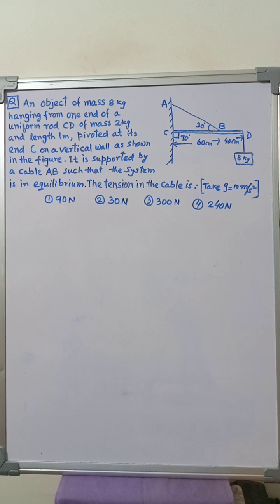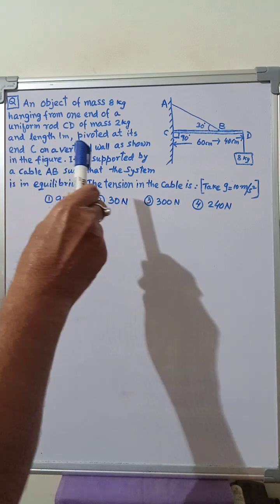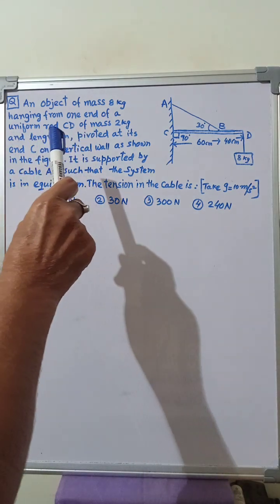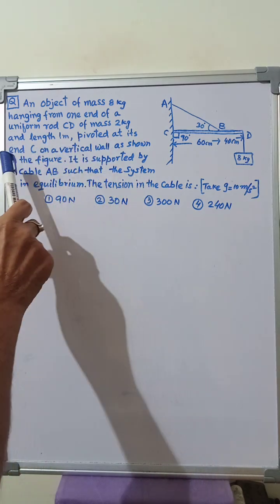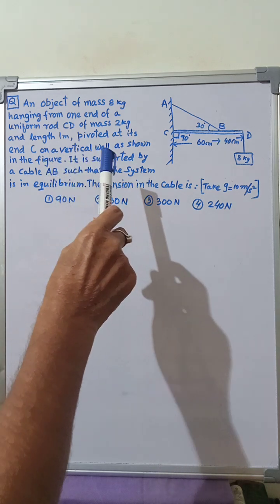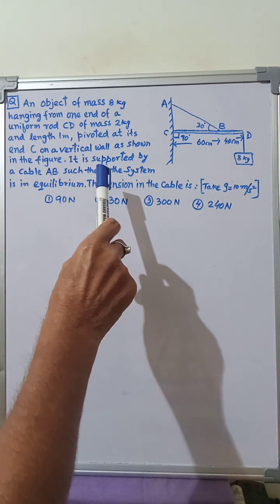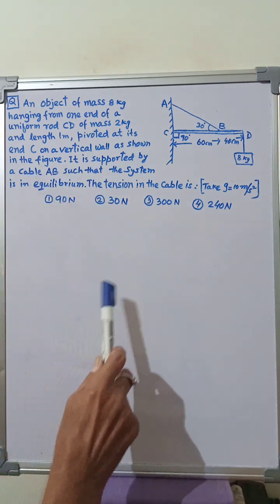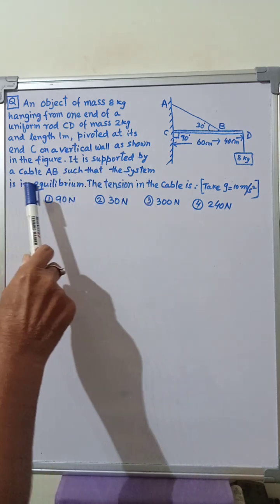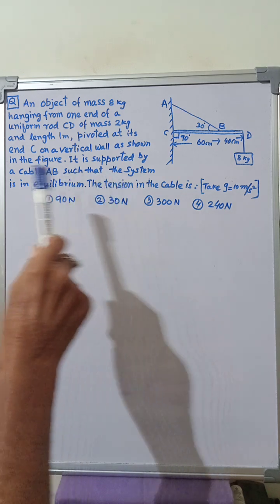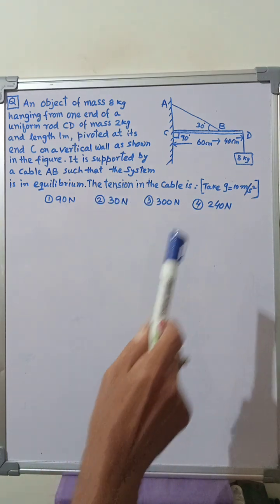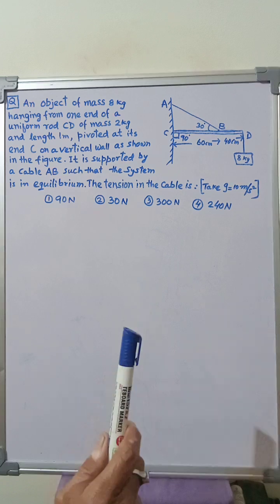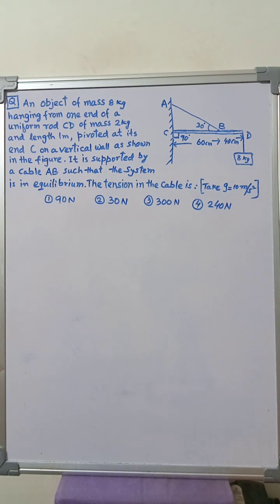Read the question carefully. An object of mass 8 kg hangs from one end of a uniform rod CD of mass 2 kg and length 1 meter, pivoted at its end C on a vertical wall as shown in the figure. It is supported by a cable AB such that the system is in equilibrium. The tension in the cable is, take g equal to 10 meters per second squared. The options are given in the question. We are required to find the correct option.